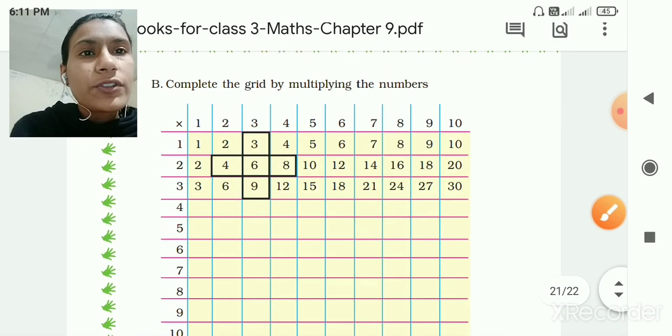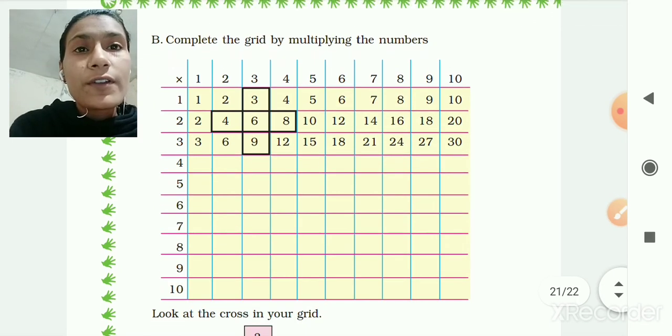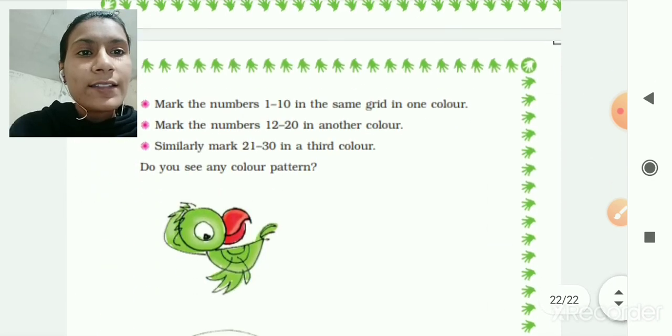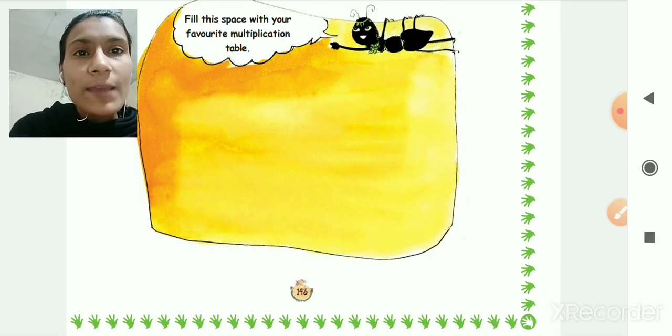And this one also you have to complete the grid by multiplying the numbers. So this one also you have to write in your textbook, okay? So this is your homework. So here chapter number 9, How Many Times, is over.